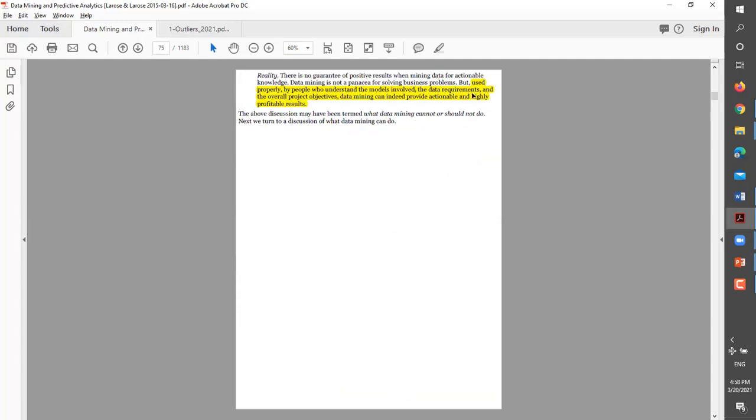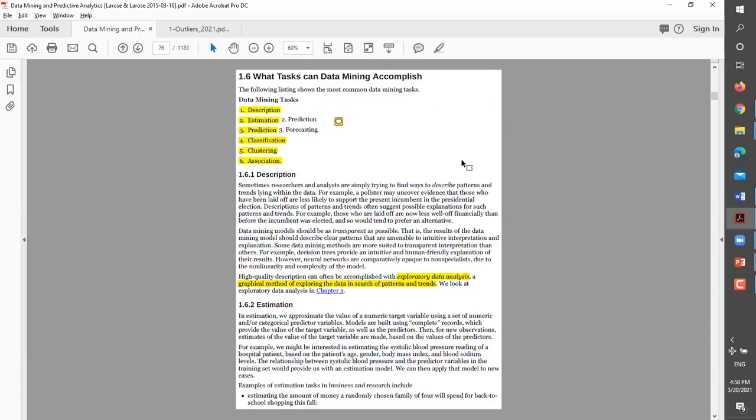Here, this sentence, in my point of view, is important. Used properly by people who understand the models involved, the data requirements, and the overall project objectives, data mining can indeed provide actionable and highly profitable results. So data mining works only if we have all of these parameters offered to the market. Okay.